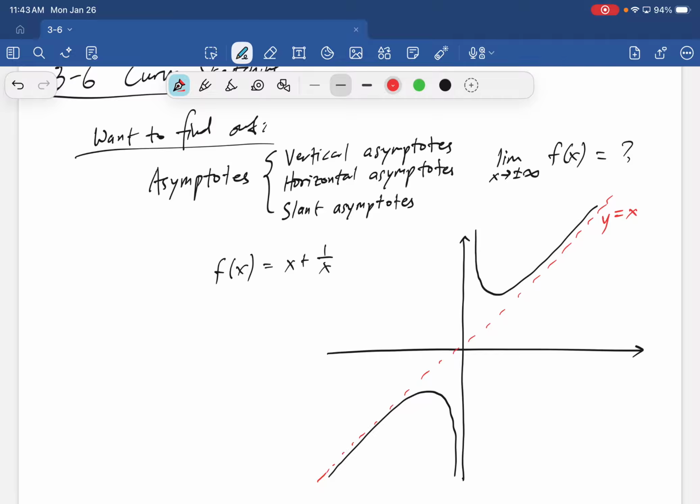And the reason why we know that it approaches y equals x is because as x approaches infinity, right, this 1 over x is going to start becoming really small. It's going to get really close to 0. And so as x becomes really big, really the only important behavior of the function is going to be the y equals x, because the 1 over x is going to be so negligible. That's what we call a slant asymptote.